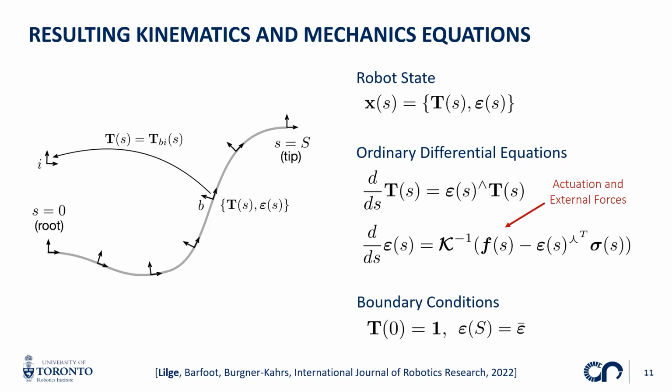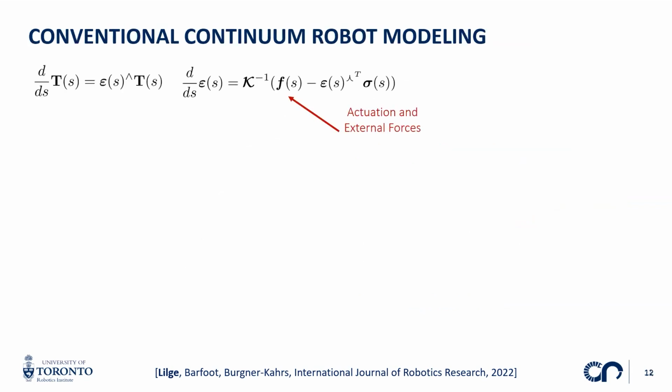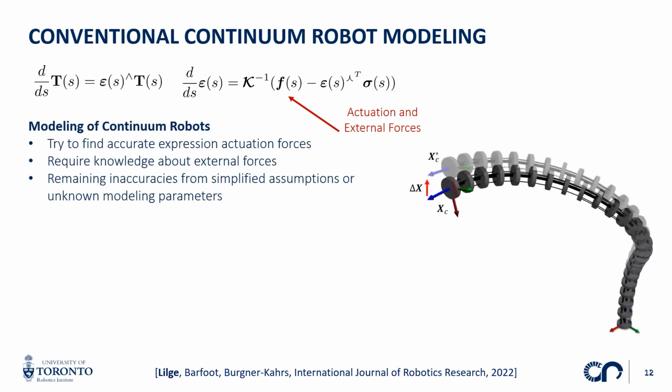One important thing to note here: in our derivative of our strain variables, we have this variable f again, and this is essentially, as I said before, forces that result from actuation or forces that result from contacts with the environment of our robot. So when we talk about conventional open loop continuum robot modeling, we can look at these equations, and what models in continuum robots try to do is find an accurate expression for this term f of s. So they try to find an accurate expression of how my actuation can be expressed as a force acting on my body.